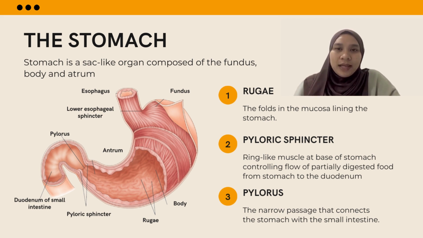Mucus produced by glands in the stomach creates a protective coating on the lining of the stomach. The stomach also contains the pyloric sphincter. It is the ring-like muscle at the base of the stomach that controls the flow of partially digested food from the stomach to the duodenum of the small intestine. Lastly, the pylorus is the narrow passage that connects the stomach with the small intestine.